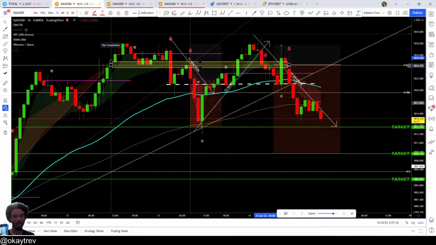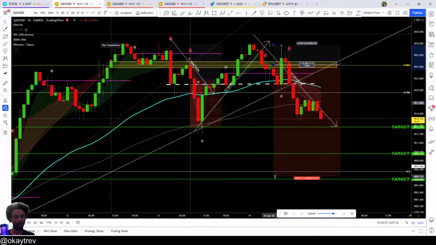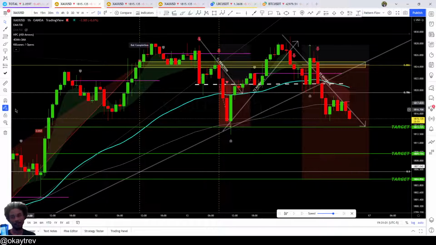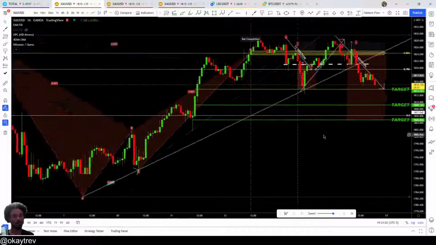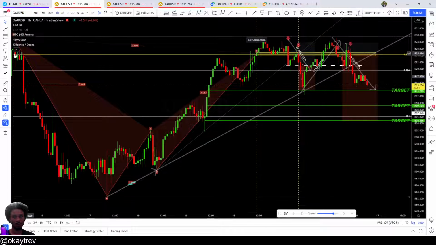I actually do have some position running in gold. This is a nice type 2 reversal. This is the first type 2 reversal we've seen all week, or at least the first one I've identified. Very nice gold.